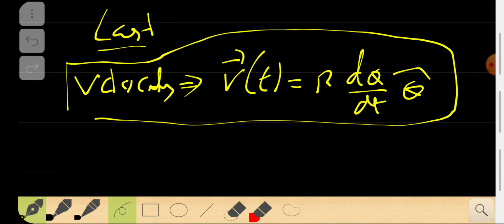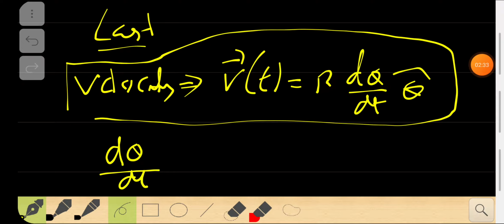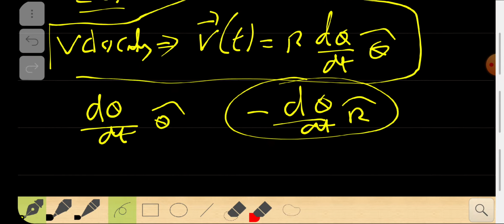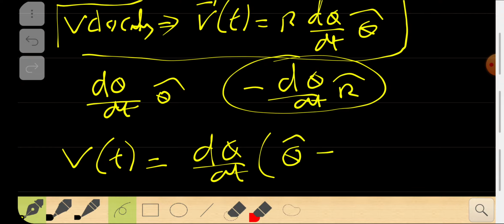The velocity had a component d theta by dt in the theta cap direction, and it had a component minus d theta by dt in the r cap direction. So you can write down that velocity can be written as d theta by dt in the theta cap direction and a minus sign in the r cap direction. So this is what we derived last time.